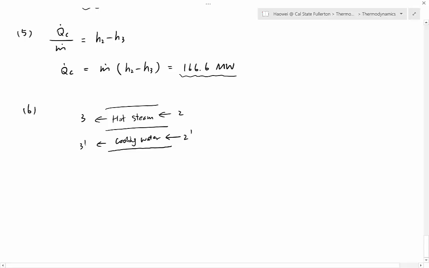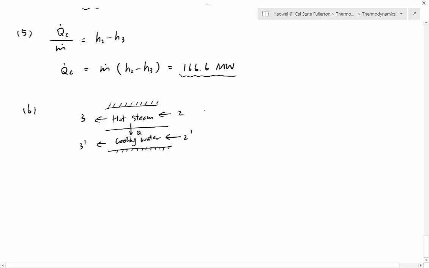What is going to happen is heat will be transferred from the hot steam to the cooling water, so that the hot steam from 2 to 3 will cool down. The heat exchanger itself is insulated. So the only heat transfer you have to consider is from the hot steam to the cooling water. You do not have to consider the heat transfer between the hot steam or the cooling water and the environment.